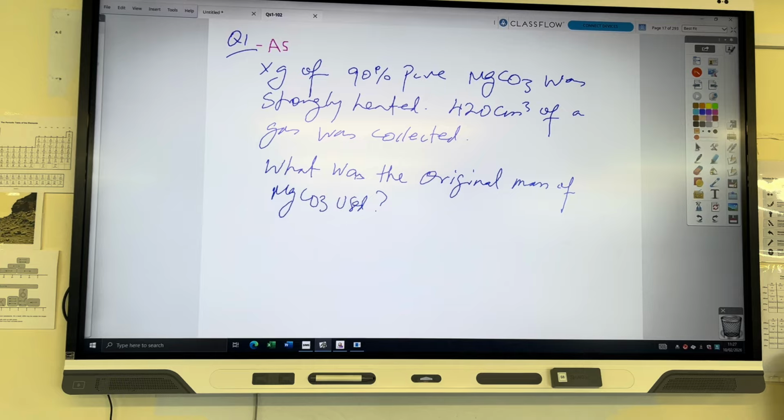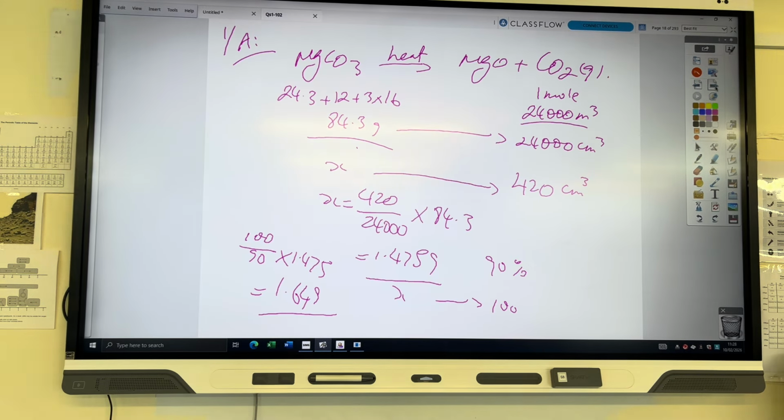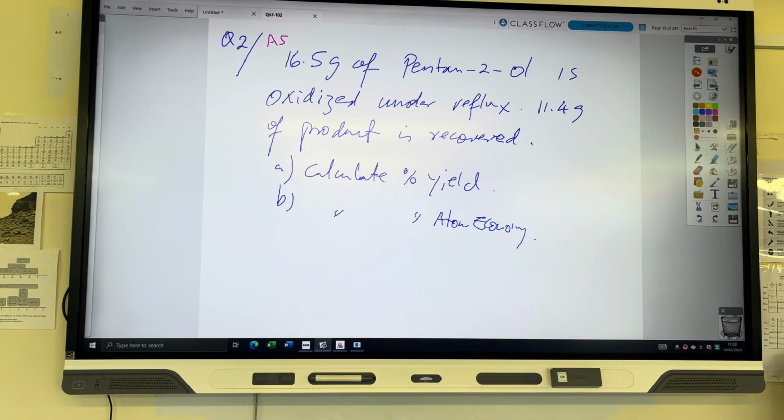So, strongly heated, etc., original mass. So spend from now 5 minutes. And then you don't, of course, look at the next page, and then the answer is there. Second question, 16.5 grams of pentanol is oxidized under reflux, 11.4 grams of product is recovered. Calculate percentage yield, calculate percentage atom economy. It is advisable that you actually write the questions down as well.